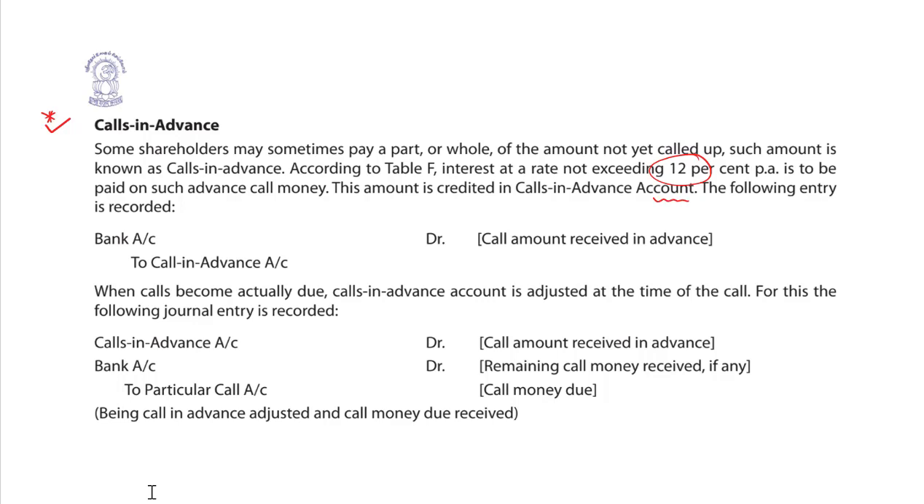The following entry is recorded: bank account debited to calls in advance account. When calls become actually due, calls in advance account is adjusted at the time of the call. For this, the following journal entry is recorded: calls in advance account debit, call amount received in advance; bank account debit, remaining call money received; to particular call account, that is call money due. Being calls in advance adjusted and call money due received.